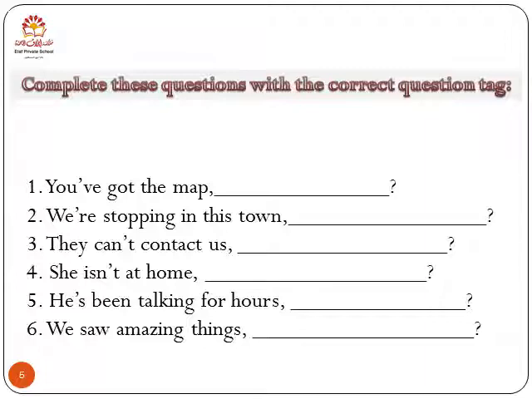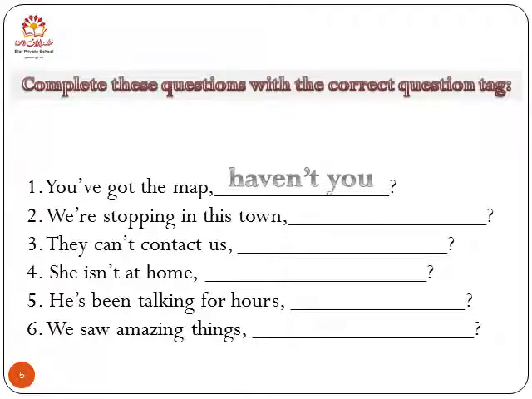Great. Now, I'm going to read the statement and show you how it is done. Number 1, you've got the map. Now, this is the auxiliary verb, and this statement is positive. So the question tag is going to be what? Good job. Negative. Okay? So the correct answer is you've got the map, haven't you?